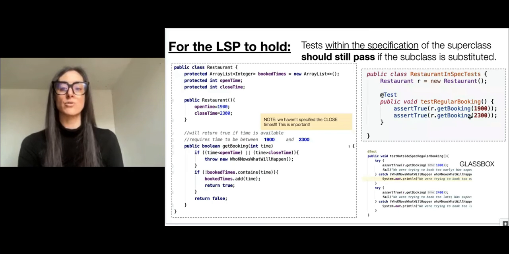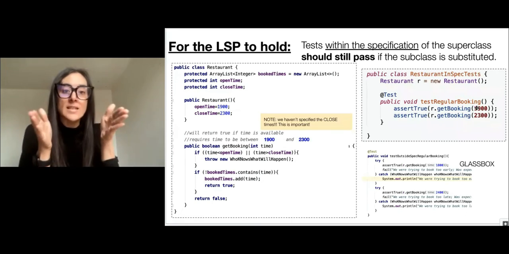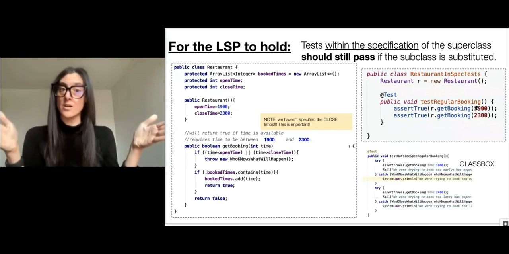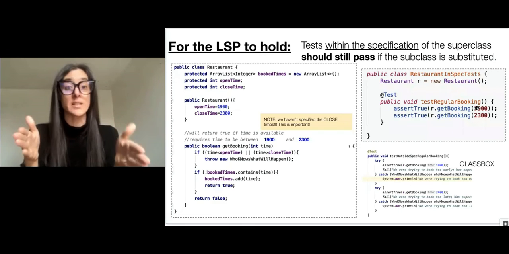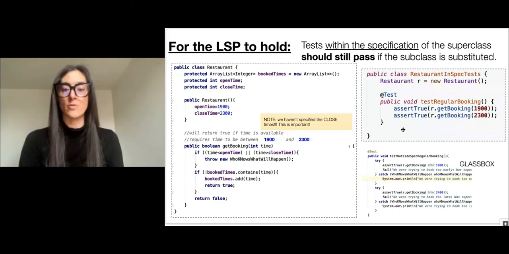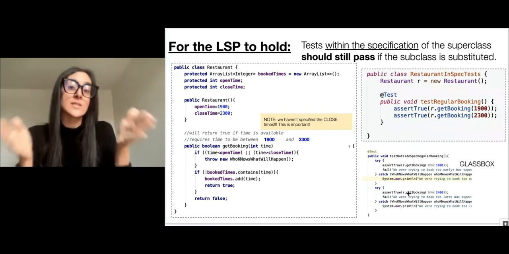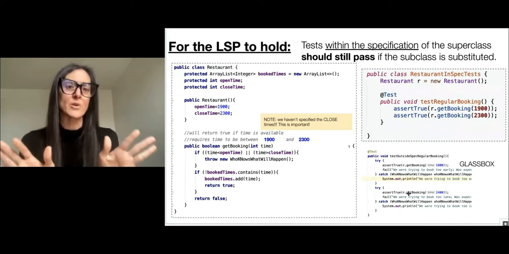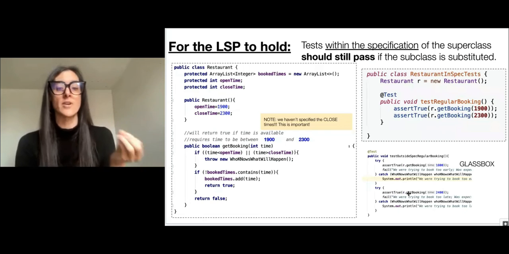We can say assert true, r.getBooking(1900), and we're doing our boundary checks. Basically, we're testing within the specification. We're not going outside. We're not saying it fails outside. We're saying that inside, right at the boundaries, you should be able to get a booking at 1900 and 2300. This should all be safe. Great. Then we have our glass box tests hovering over here that are outside the spec, but we're not worried about those for the LSP. We worry about them for coverage and testing and all that good stuff, not in the LSP.